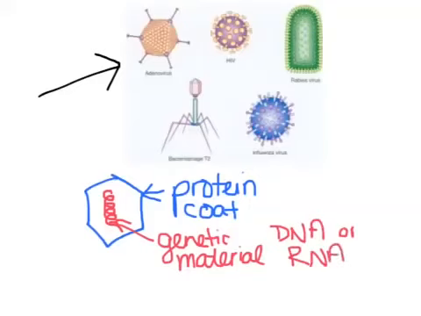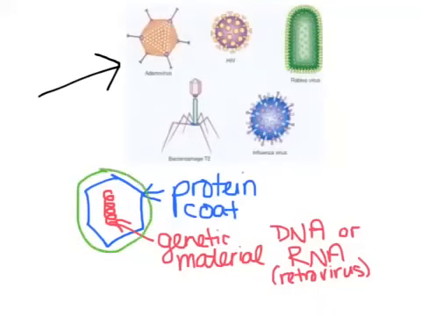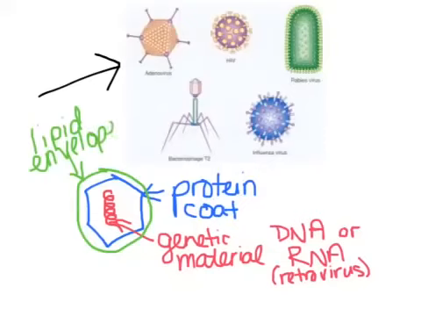And if a virus has RNA, it's considered a retrovirus. Retro means backwards, because they have to take the RNA to make a DNA to make the proteins. But we'll get to that in a moment. And some viruses also might have a lipid envelope around them. They don't all, but some do, and that just helps them to get into host cells.